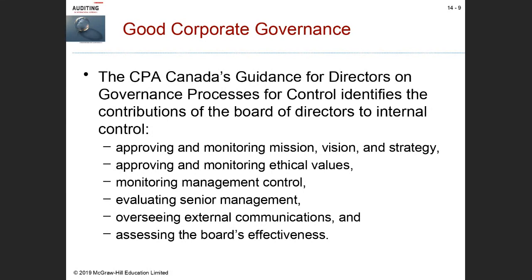Overseeing of external communications. Of course, in a company interacting with its environment in which it operates, there should be high level control over what is said, right, to the business community outside of the corporation. And then how good of a job is the board of directors itself doing with respect to these types of responsibilities? And it needs to assess its own effectiveness. If it's not doing these things, it's not very effective. If it is exerting these controls, it is more effective.